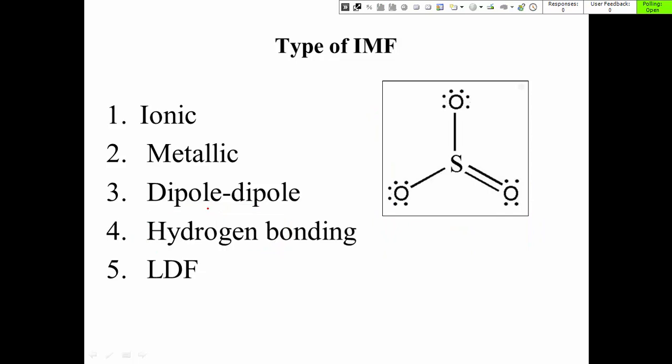If somebody gave you SO3, if you can't draw the Lewis dot structure, then chances are you're not going to get this right. When you draw the Lewis dot structure, you can see that it's trigonal planar. Trigonal planar is nonpolar. London dispersion forces are the type of intermolecular force.